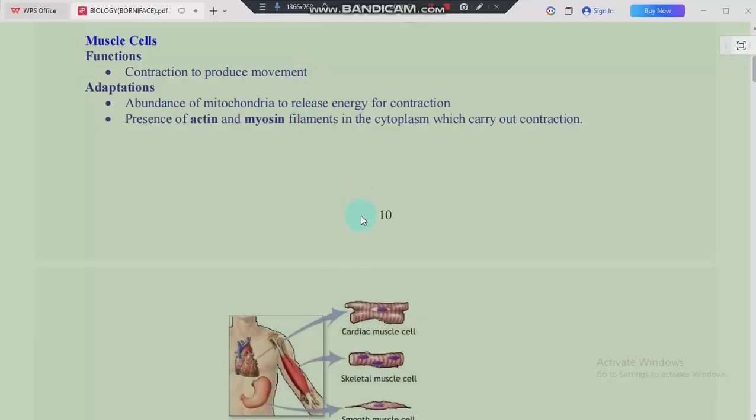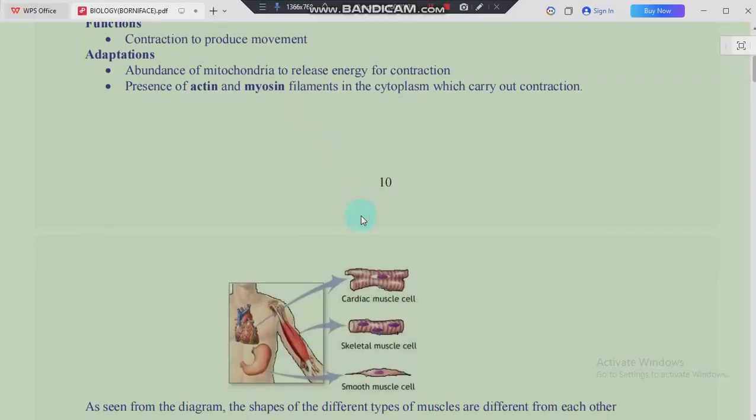So examples of muscle cells, we have those muscles which we find in the heart. Those we find in the heart are the cardiac muscle cells. Those that we find in our skeletal region, we call them the skeletal muscle cells. And we also have the smooth muscle cells, which we find in our stomach and in our intestines.